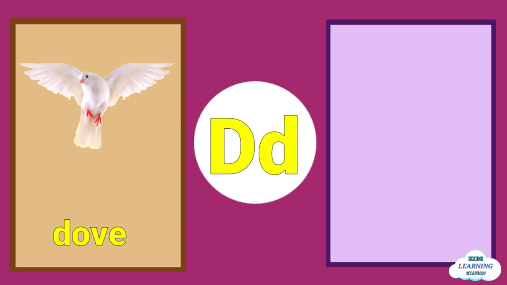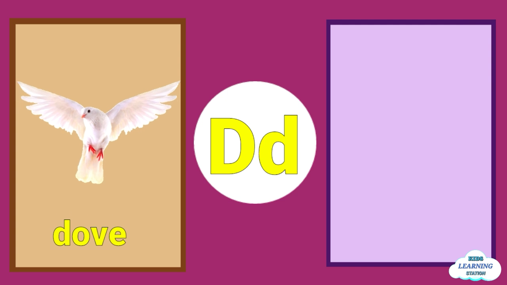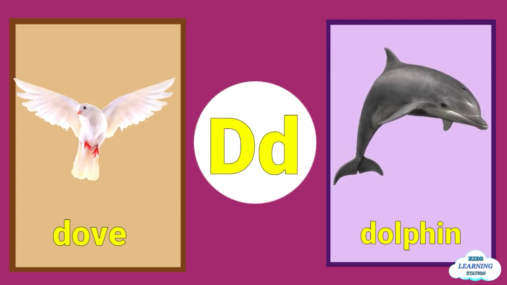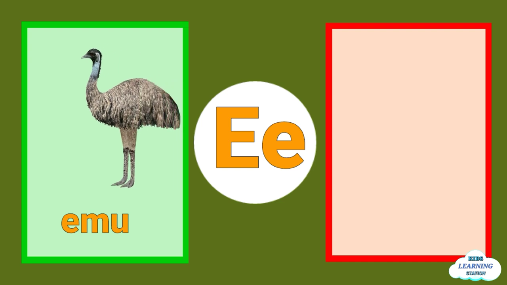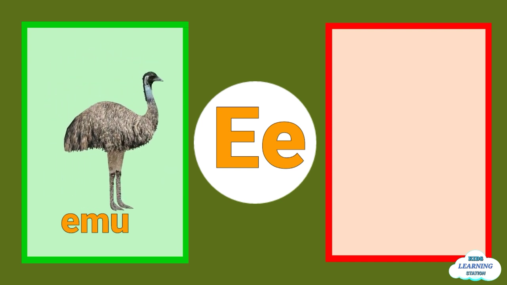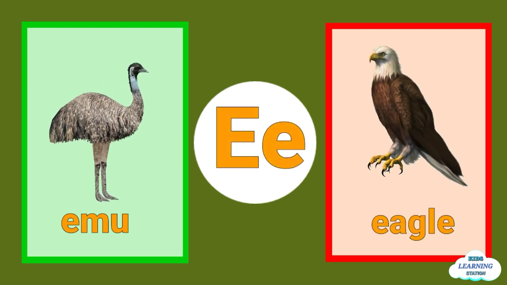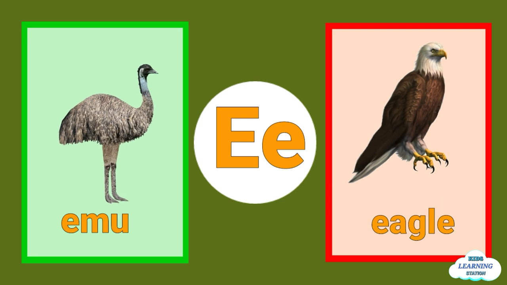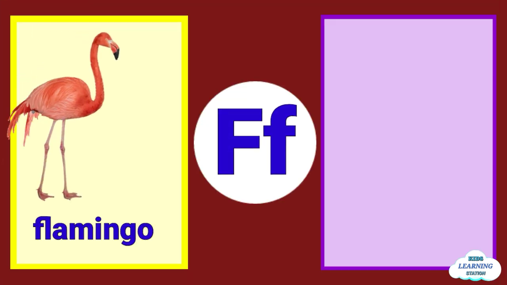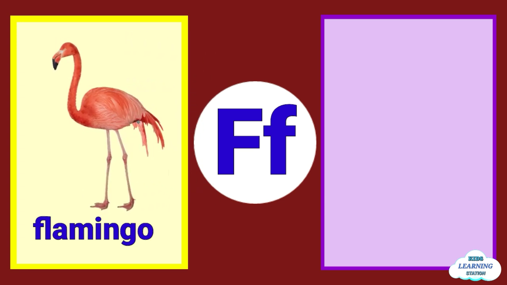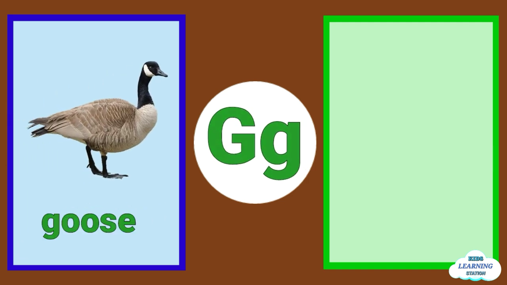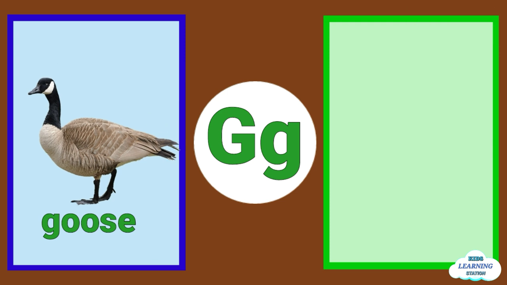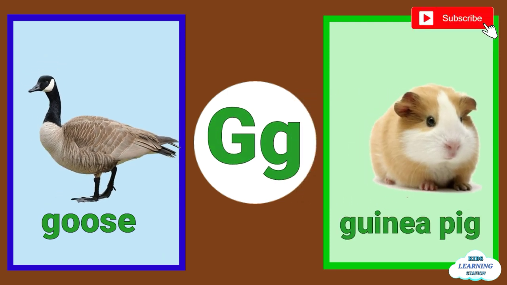D is for dove. Dove. D is for dolphin. Dolphin. E is for emu. Emu. E is for eagle. Eagle. F is for flamingo. Flamingo. F is for ferret. Ferret. G is for goose. Goose. G is for guinea pig. Guinea pig.